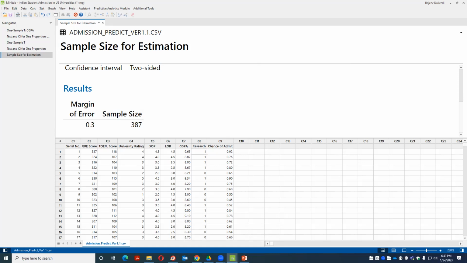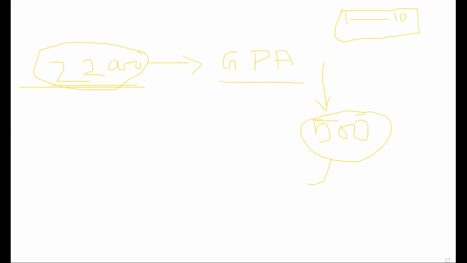Let me give you one more important aspect. What is this confidence interval again? Let me share the whiteboard and explain on the whiteboard. If you do 100 experiments and 90% of the experiments or 95% of the experiments fall within the range, then that is 95% confidence.